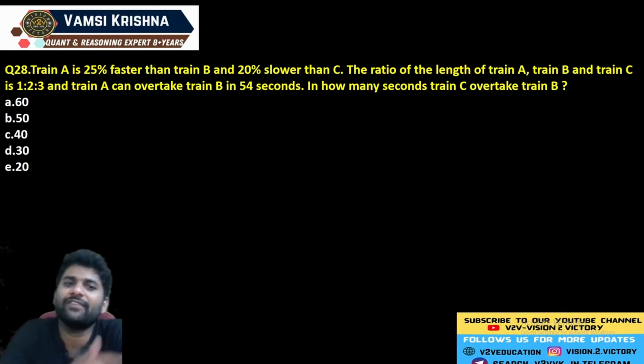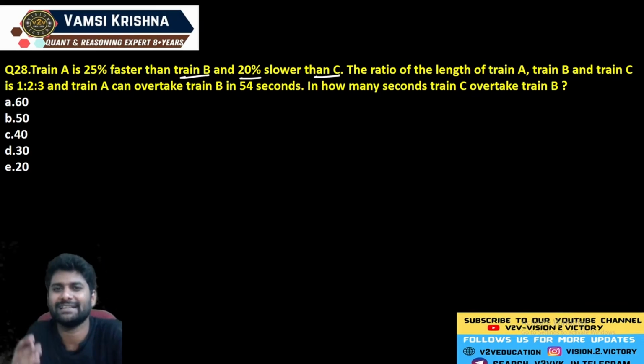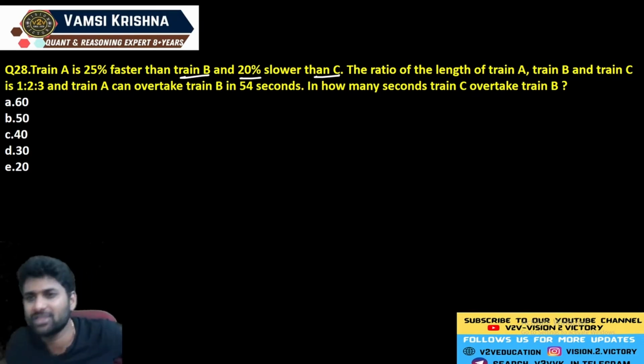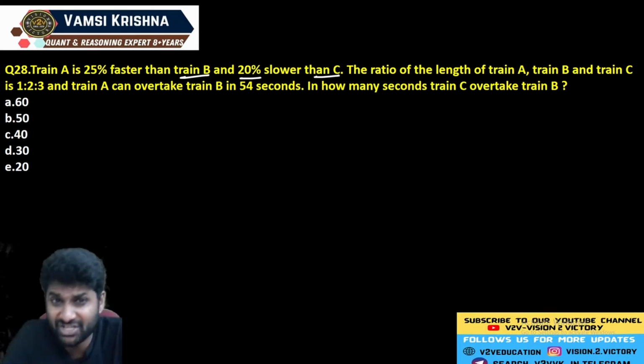If train A is 25% faster than train B and 20% slower than train C, and the ratio of lengths of trains A, B, C is 1 is to 2 is to 3, then train A overtakes. Overtake means both are traveling in the same direction. If train A overtakes train B in 54 seconds, then in how many seconds does C overtake train B? Train C overtakes train B.